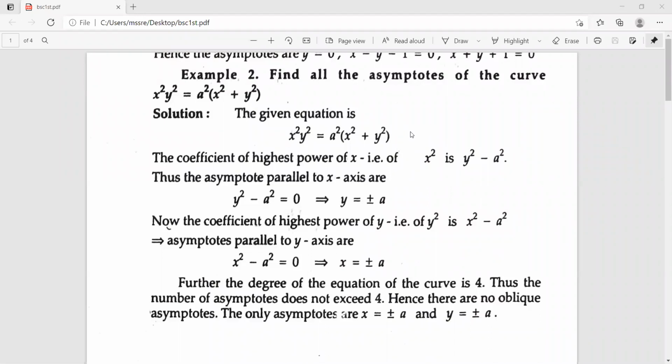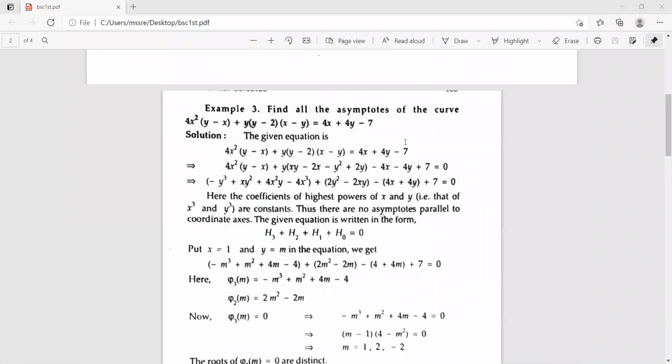Because degree 4 is there, and here 4 has already come. Therefore, a 5th asymptote cannot exist. Because the degree is 4, it can have at most 4 asymptotes. So therefore, you need not have to find the oblique asymptotes here. Already 4 asymptotes have come. Now let us move on to the next problem.